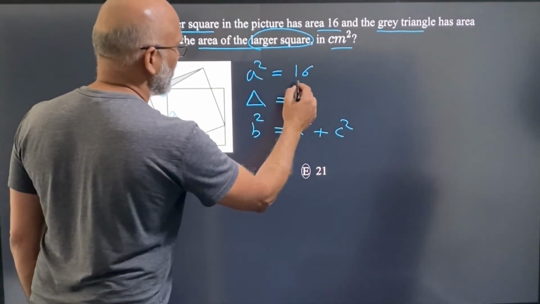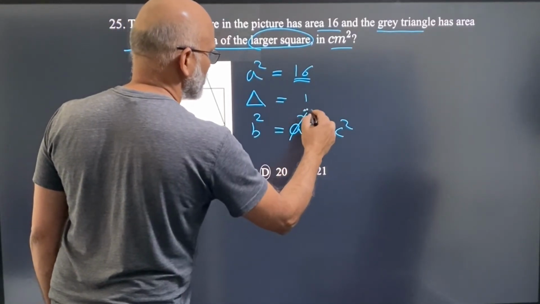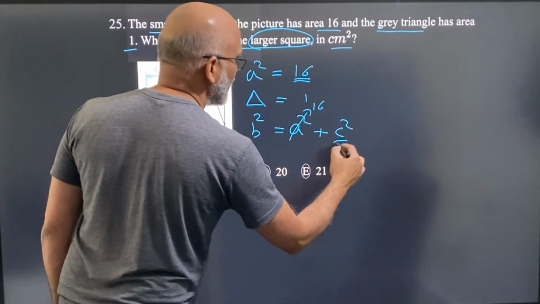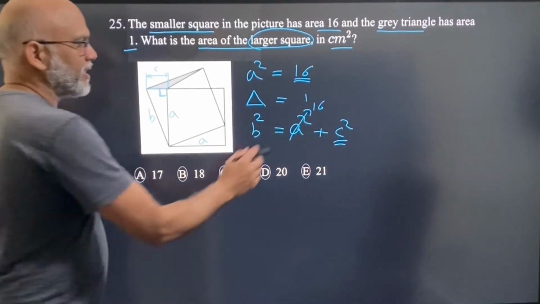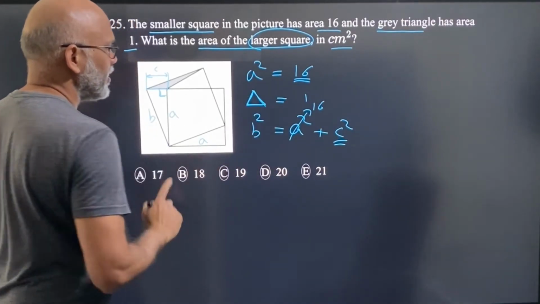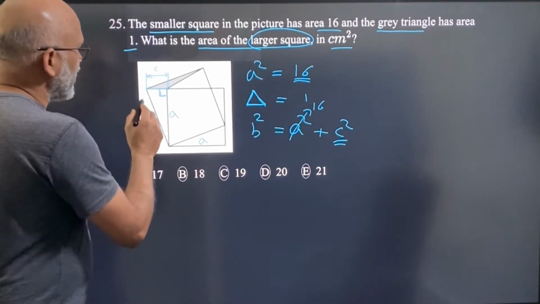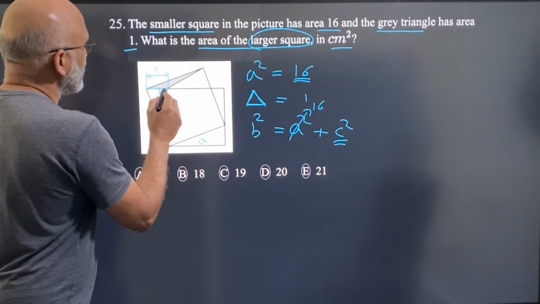But A square I already know to be 16, right? So this is already known to us. So this is 16. What is remaining is to find out C square. So somehow this C square has to be related to the area of the triangle, right? Okay. Now, if you look here, C is nothing but the base of this triangle, right?